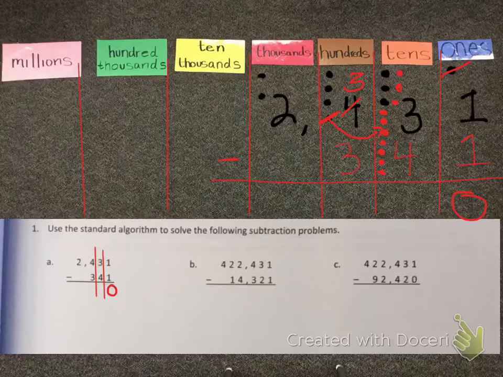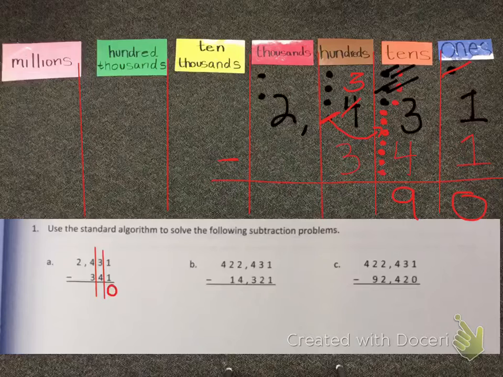So let's subtract 4. 1, 2, 3, and 4. And that will give us 9.